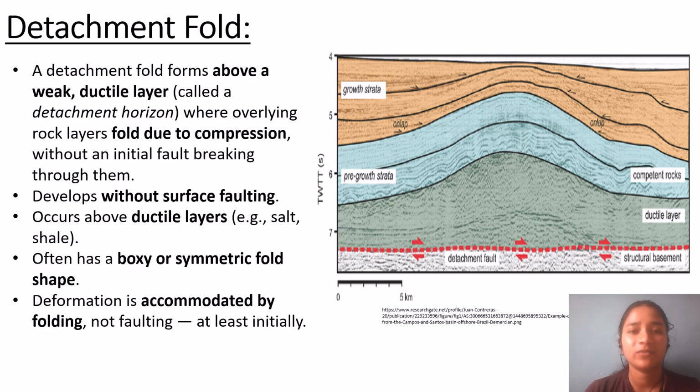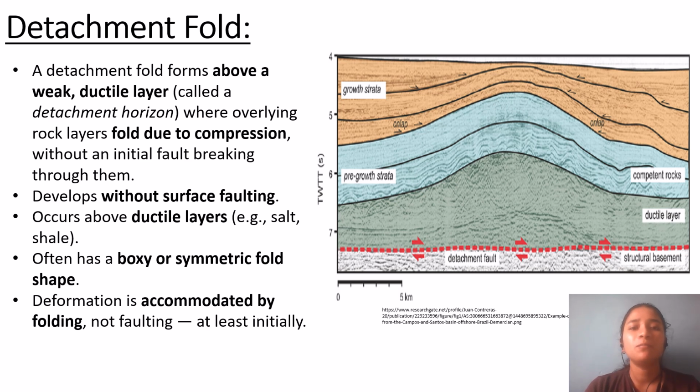Now coming to detachment folds. These are also known as decollement folds. They form when the rock layers are compressed above a weak ductile layer such as salt, clay, or shale, called a detachment horizon. Instead of breaking, the overlying layers simply bend and fold, forming a structure without any fold breaking through to the surface.